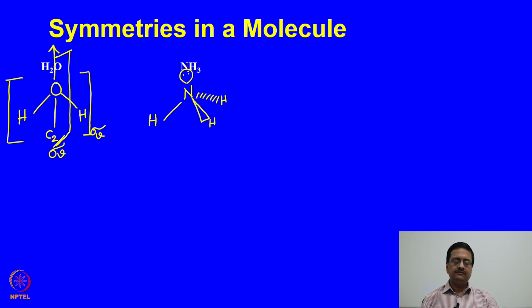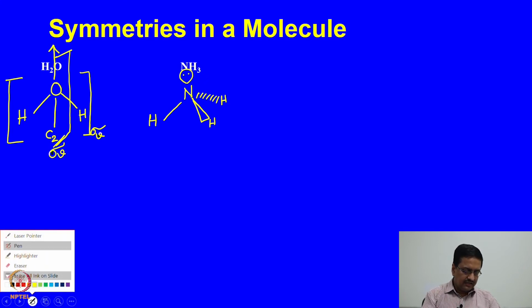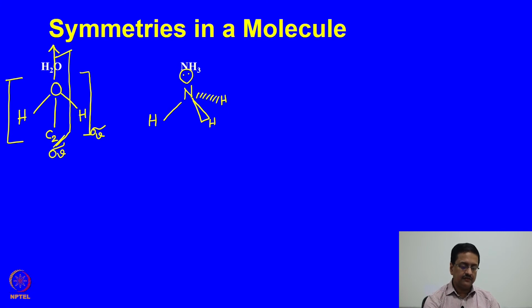So, this molecule, if we look at it very carefully, I will use a different color so that you can understand the presence of the axis. This vertical line which I am drawing is a C3 axis. That means, if you rotate the molecule about this axis by 120 degrees, then the hydrogen atoms would interchange their position. So, that ensures the presence of a C3 axis.